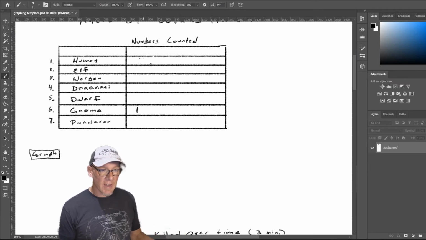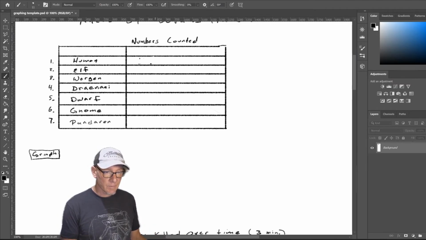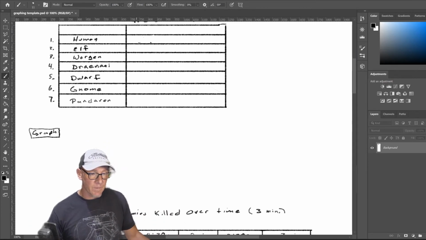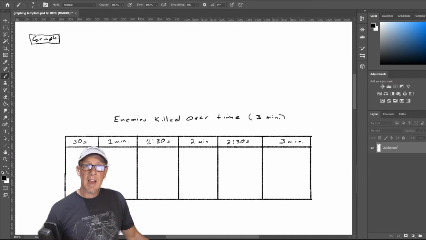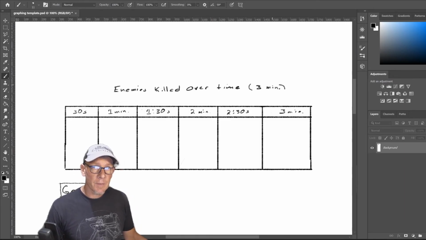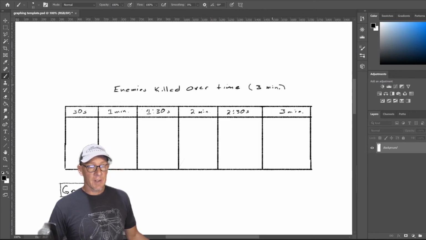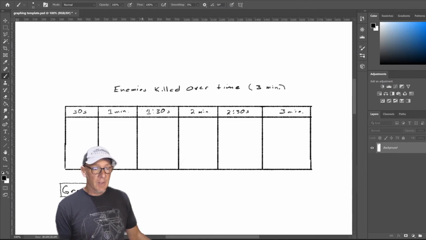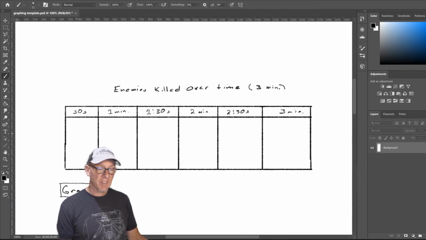Okay, your next graph, let me erase this. We are going to compare something that happens over time. Now I put it right here. I said enemies killed over time over 3 minutes. So we'll go to an area. I'll fight some creatures, set the timer, and every 30 seconds you will tally how many creatures or monsters have been killed. So for instance, in the first 30 seconds, you just count.